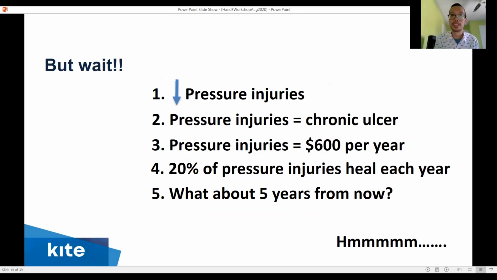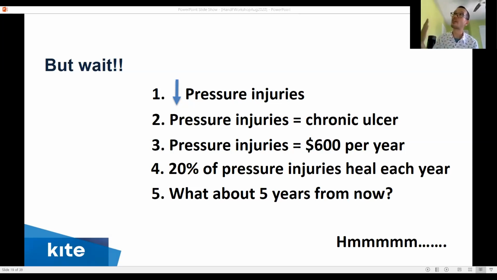However, if you think about it a little bit more, you think, well, this new seat cushion decreases pressure injuries, and pressure injuries are considered chronic ulcers because a lot of people experience them for a long period of time. Now, I know that pressure injuries cost about $600 per year, and I know that only 20% of people who experience pressure injuries will heal in a given year, meaning the majority will still have the pressure injuries over a period of time.